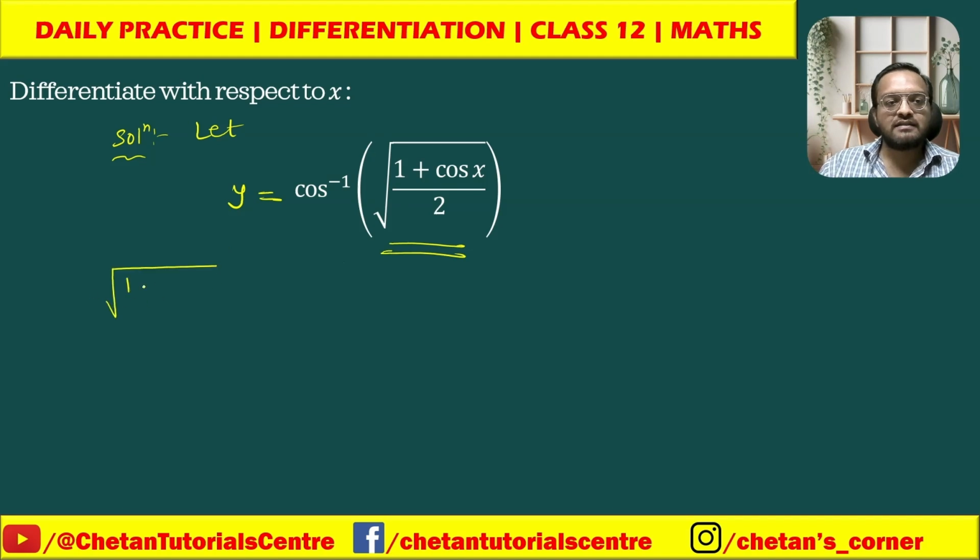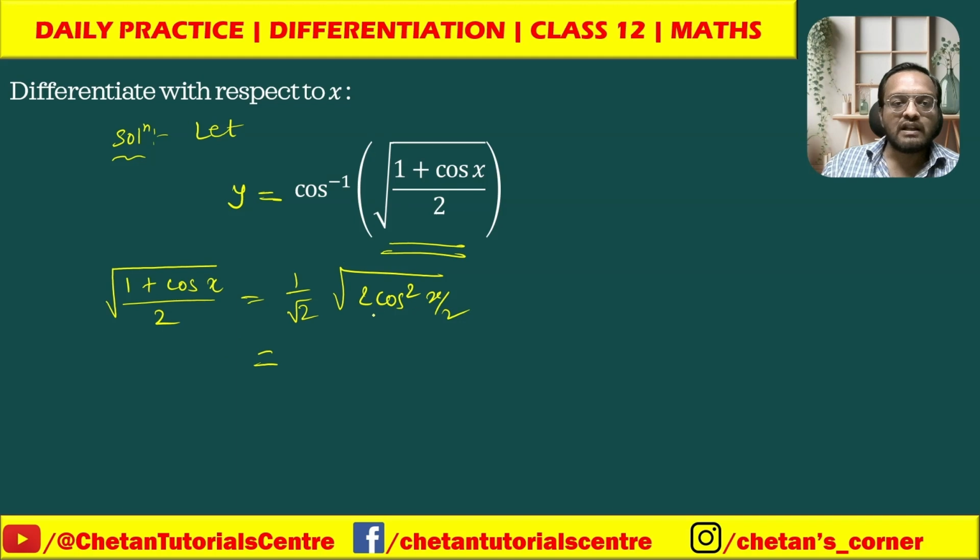First I will write this 1 plus cos x is equal to 2 cos square x by 2, under root. Now on further simplifying, what will I get? This 1 upon root 2 into this root 2 multiplied by this cos square, and this root will get cancelled out. So what I will get? Cos of x by 2. This root 2 will get cancelled. So this 1 under root of 1 plus cos x divided by 2 will be equal to cos x by 2.